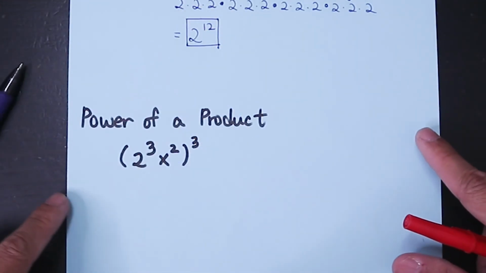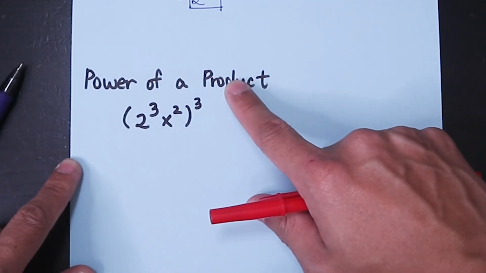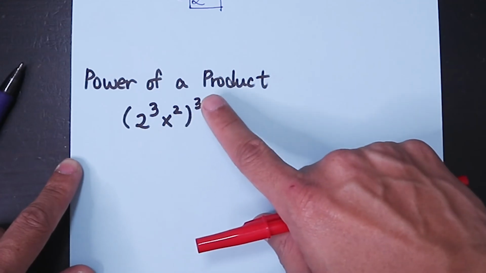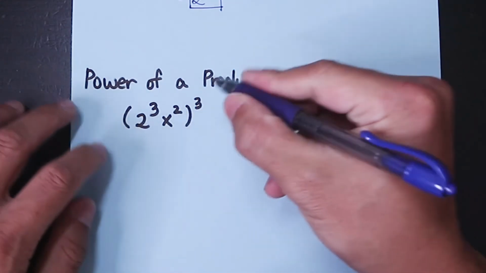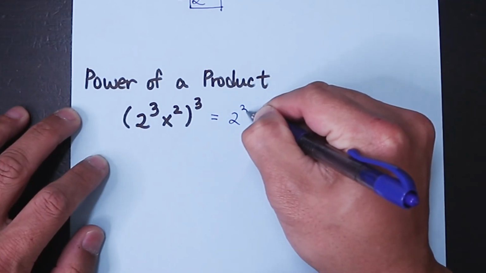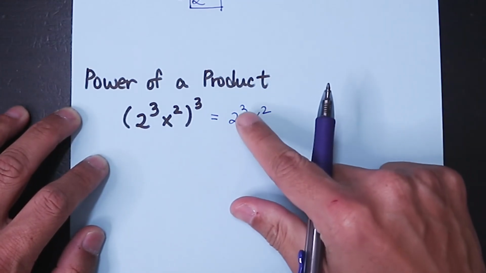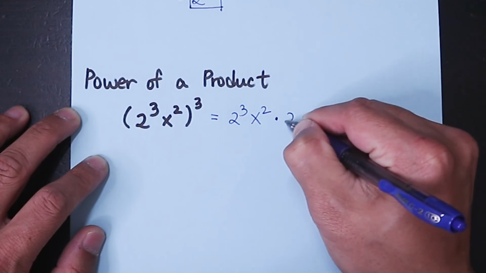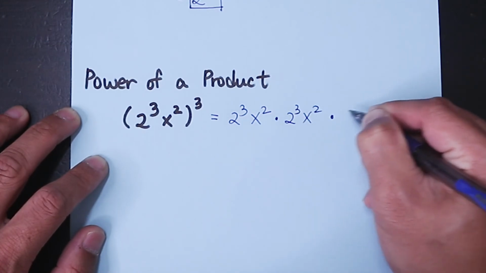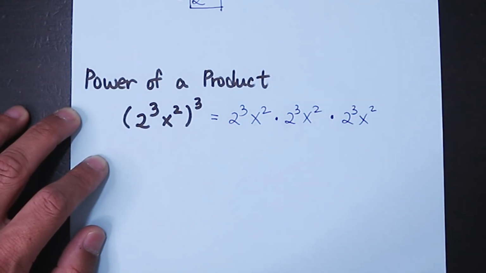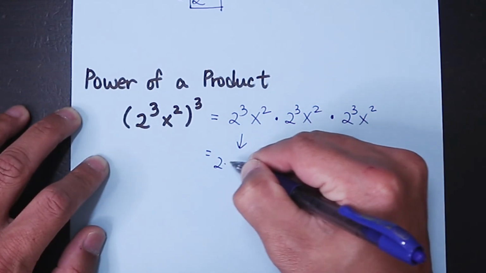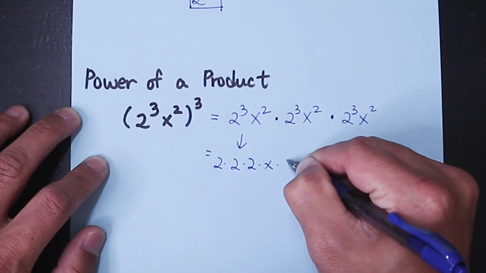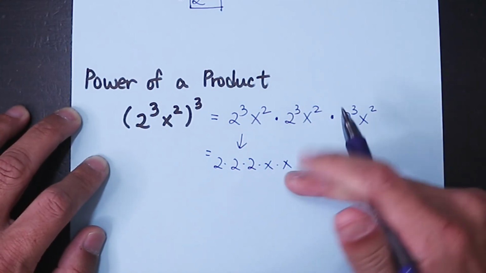Let's go to the next discovery. What about power of a product? So if you have more things raised to the third power, what do you do? Well, let's show it for a moment, just for once. So I'm going to write whatever is inside the parentheses 3 times. So 2 to the cube x squared, multiplied by 2 to the cube x squared, multiplied by 2 to the cube x squared like this, right? Now, of course, you could write it out. So 2 to the cube x squared means 2 times 2 times 2 times x times x. That's what 2 to the cube times x squared means.